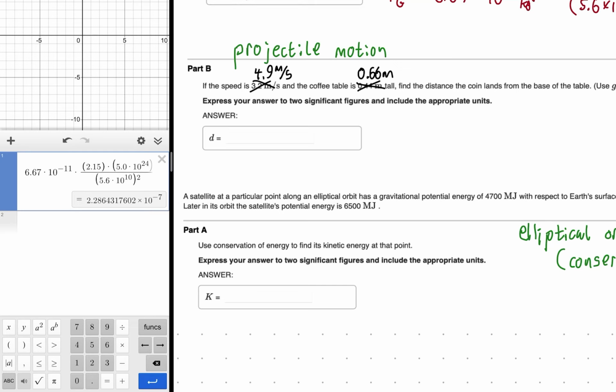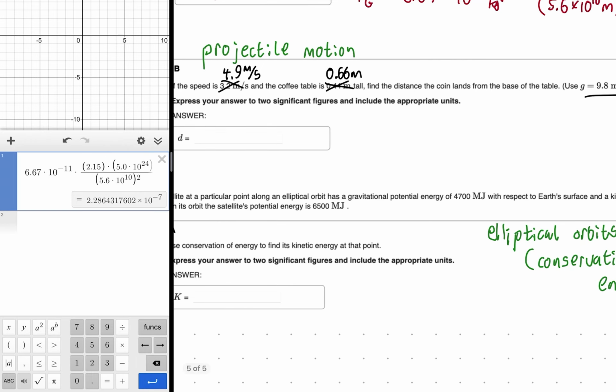It doesn't have a horizontal component, which is to say it doesn't point to the sides. It only points straight down. And that means that there is no effect on the velocity of the coin, the velocity that we know, 4.9 meters per second, from gravity. That value remains unchanged the whole time during the flight.